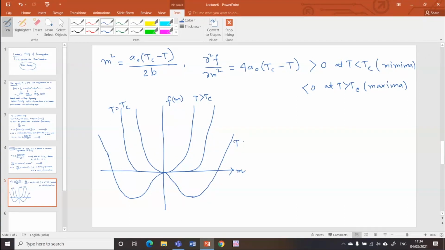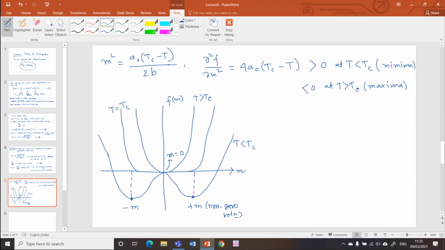Okay, so this is T less than Tc. As you see here, this is one position of minima and this is another position of minima. Let's say this is my minus m and this is my plus m. These are non-zero solutions and this point is m equal to 0.